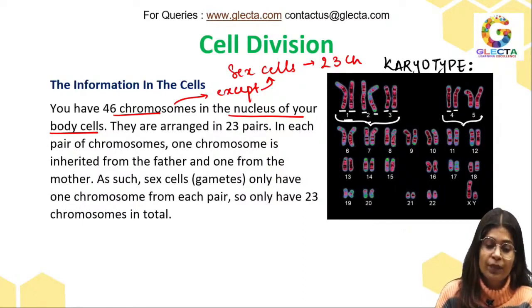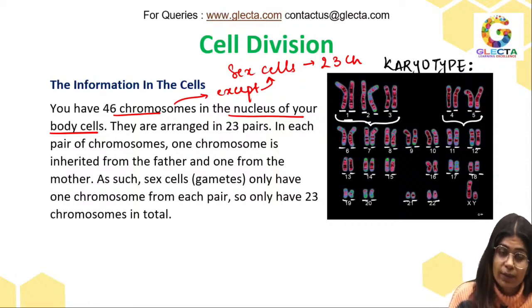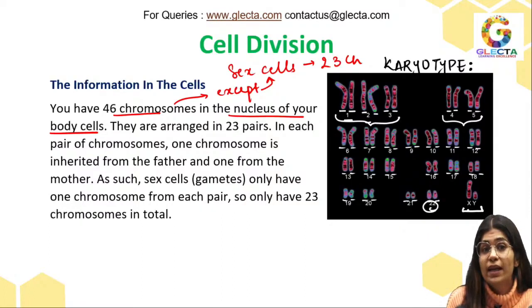Fifth has 2 chromosomes, 6th, 7th, 8th, 9th, 10th, 11th, 12th, 13th, 14th, 15th, 16th, 17th, 18th, 19th, 20th, 21st, 22nd. Coming to the 23rd, it's not written 23rd like it's written 22 here. Instead it says X and Y. That's a way of representing a male.